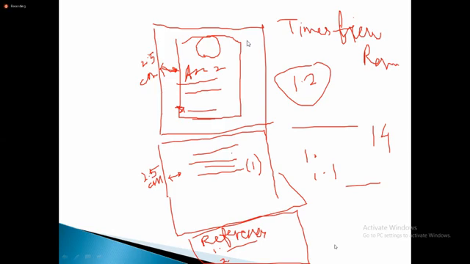Right? So when it comes to revision, I'll also share some past papers.